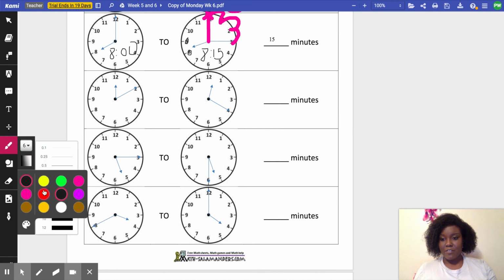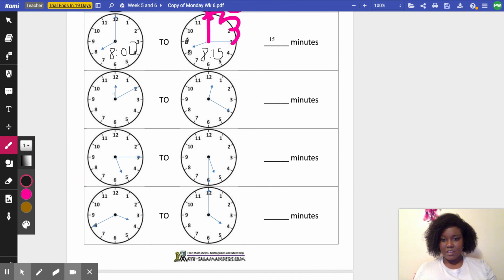We have the hour hand at the 12, the minute hand at the 2, which is actually 10. So this is 12, 5, 10. And this one is 12, 5, 10, 15, 20.